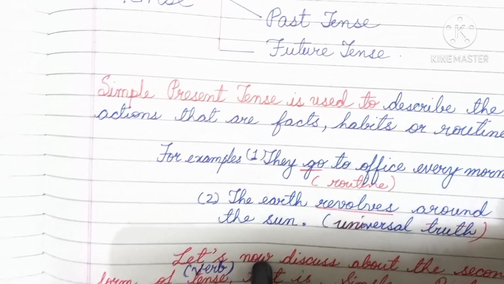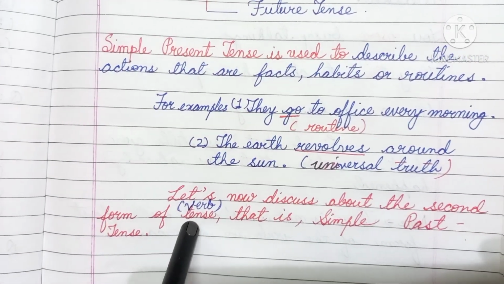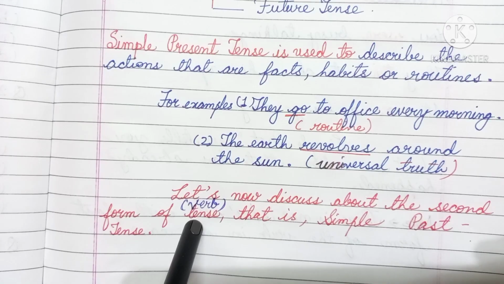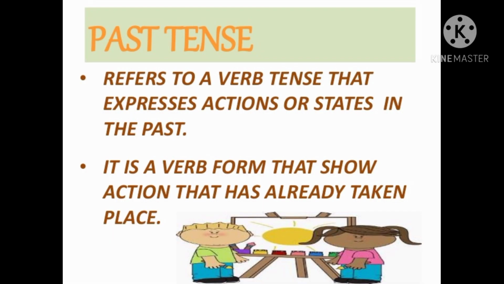What I will take today, I will discuss the second form of the verb, which is simple past tense. So, let's understand what it is. Past tense refers to a verb tense that expresses actions or states which have been done in the past. It's a verb that shows actions that have already taken place.